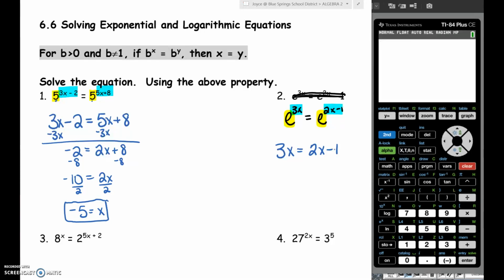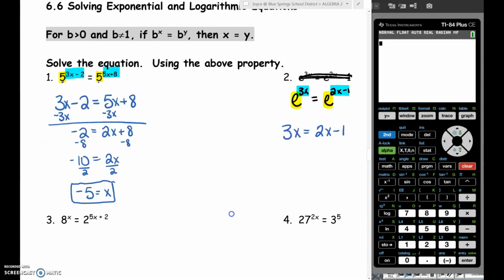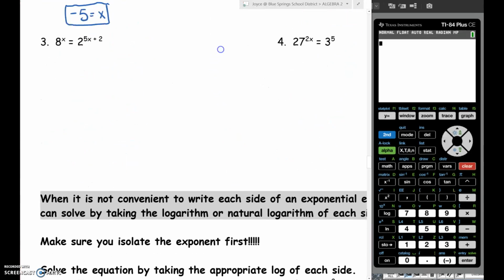Okay, now what's the problem in number 3? Can we do the same thing in number 3? No. Why can't we do the same thing? They're not the same number. So I want you to think about 8. Is there a way that you could rewrite 8 as 2 raised to the something? 2 squared is 4, 2 to the third, 8.